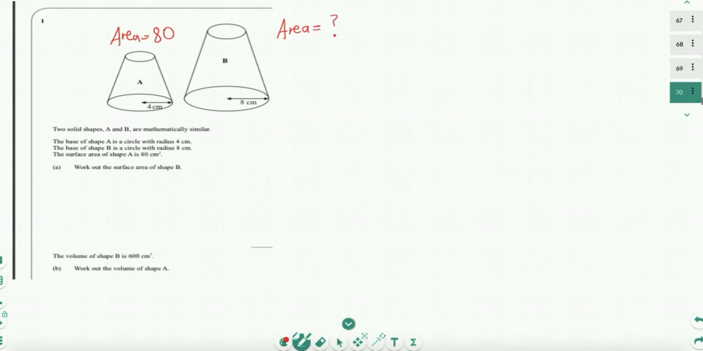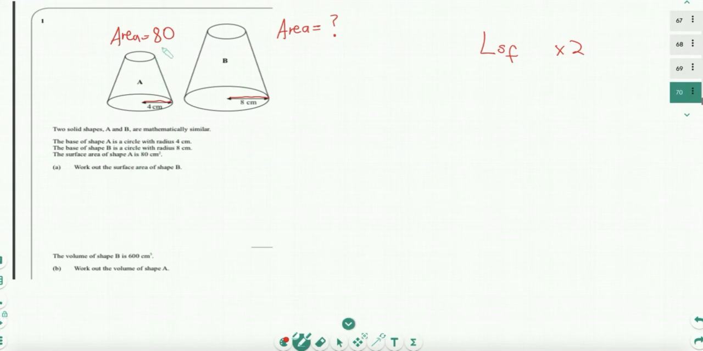Okay. We know the radius of A is 4 and the radius of B is 8. So why don't we find the length scale factor between A and B? Well, from 4 to 8 we just times by 2. So our length scale factor is times by 2.